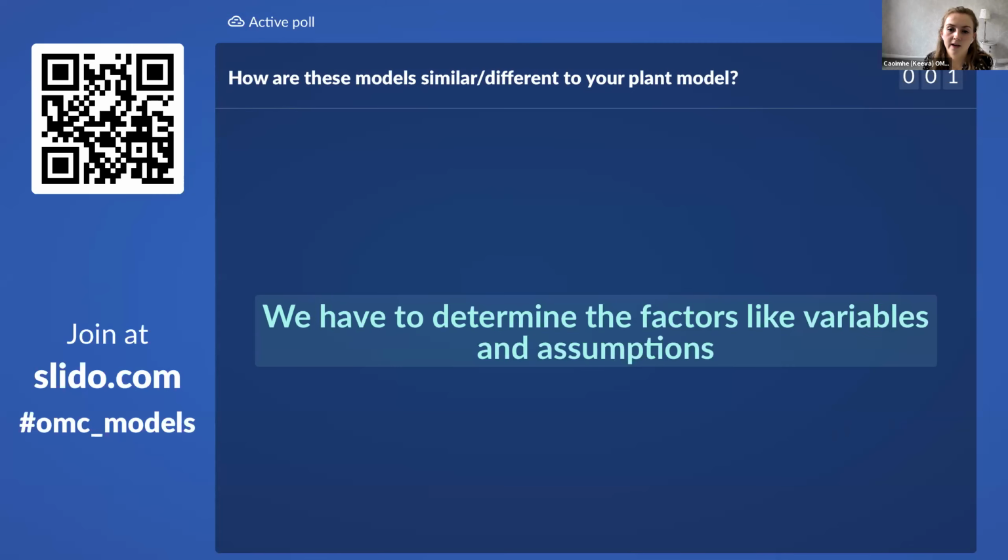We have to determine the factors, like variables and assumptions. Very good. So you have to think a bit more about what to give your model. Sorry, I didn't mean to cut you off. I was just going to say, in the plant model, you're given a limited amount of information, right? You have that data sheet with 4 factors. Those are going to be your inputs to the model.